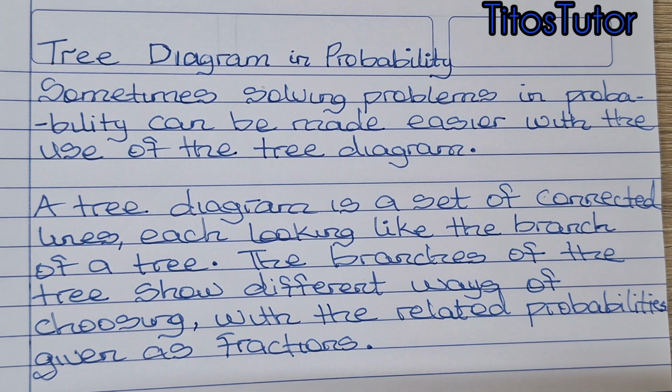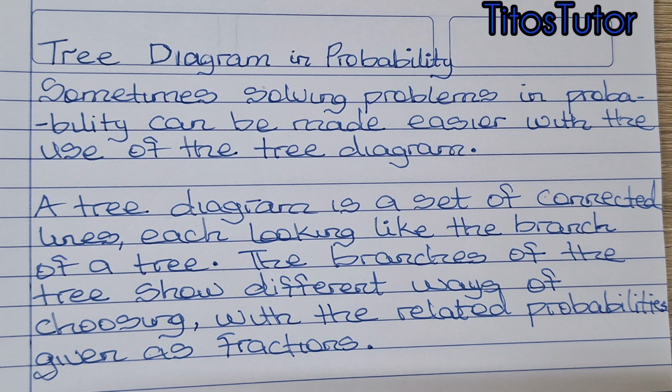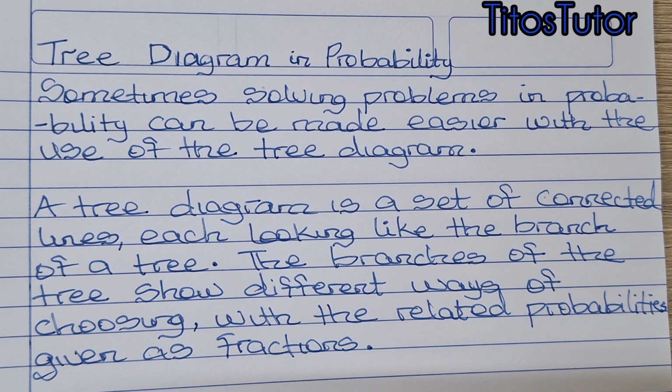In today's video, we're going to learn how to use tree diagrams in probability to solve complex problems. Sometimes solving problems in probability can be made easier with the use of the tree diagram. What is a tree diagram? A tree diagram is a set of connected lines, each looking like the branch of a tree. The branches of the tree show different ways of choosing events, with the related probability given as fractions.